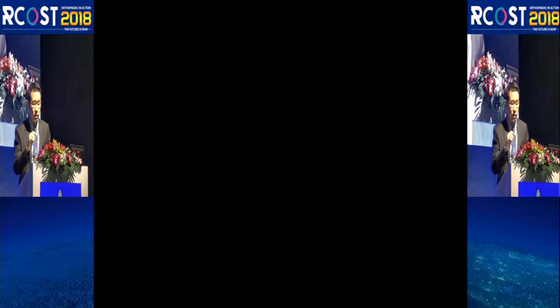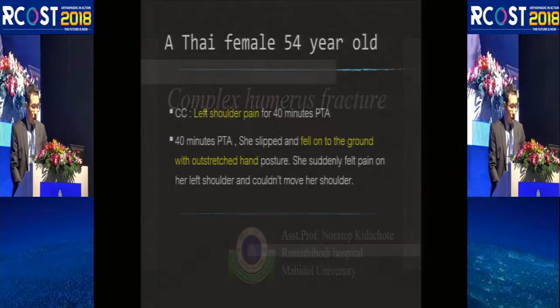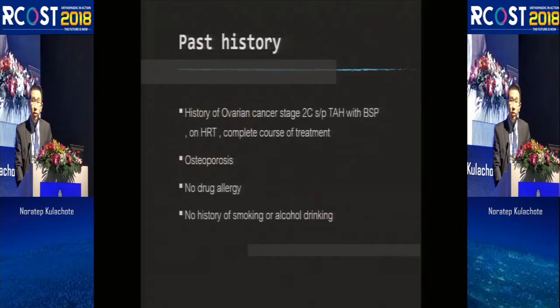I would like to begin this section with the case discussion, the complex humerus fractures. May I have a slide, please? Thank you. So the case will be a 54-year-old woman who sustained left shoulder pain after she fell down on her left shoulder. In her past history, she had ovarian cancer, but she already completed treatment, and she is also being treated for osteoporosis in another hospital.